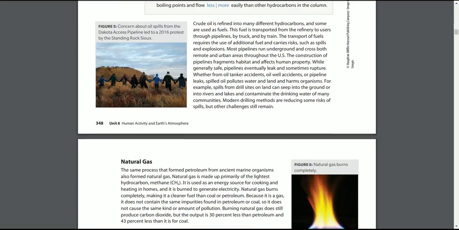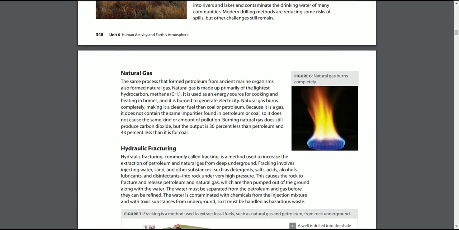Natural gas would be gaseous fossil fuels. This actually is a lot cleaner to burn because it's a simple molecule. It's just 1 carbon and 4 hydrogens. And so when it burns, it produces pretty much nothing but carbon dioxide. So it produces a lot less pollution than petroleum and way less than coal.